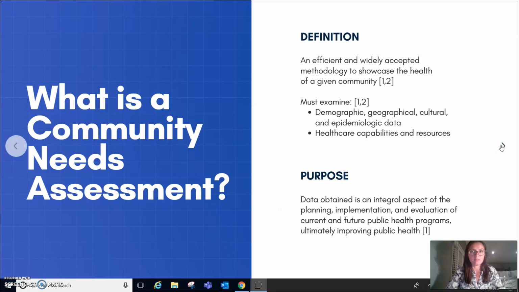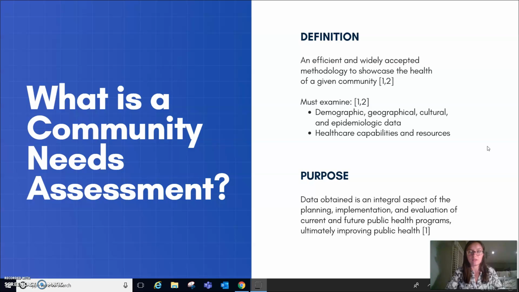So what is a community needs assessment? It is defined as an efficient and widely accepted methodology to showcase the health of a given community. In order to do so, we must examine the demographic, geographical, cultural, and epidemiologic data, as well as their healthcare capabilities and associated and available resources. The data obtained from a community needs assessment is an integral aspect of the planning, implementation, and evaluation of current and future public health programs, which ultimately improve public health.